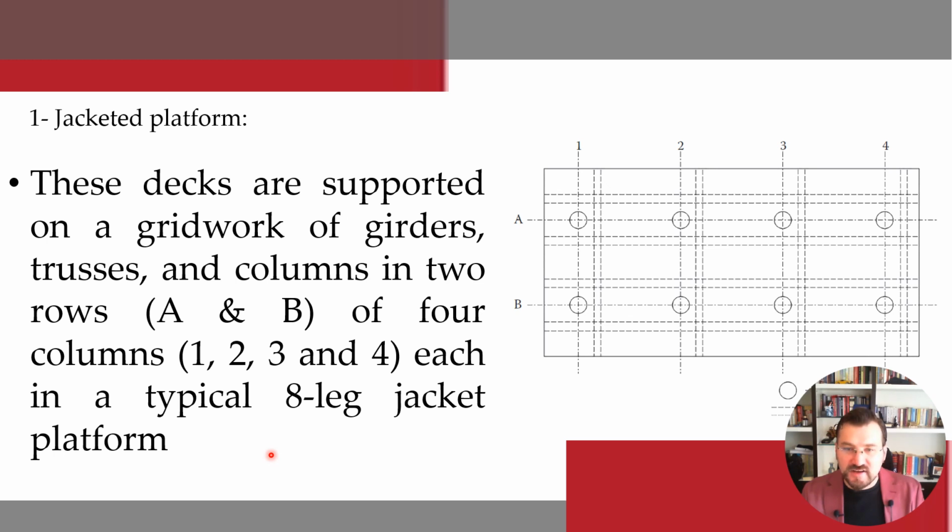So these decks are supported on a gridwork of girders, trusses, and columns in two different rows, let's say A and B, as you can see here, of four columns mainly. So it's the basic structure of four columns, 1, 2, 3, 4. Each in a typical 8-leg jacket platform, as you can see in the figure.